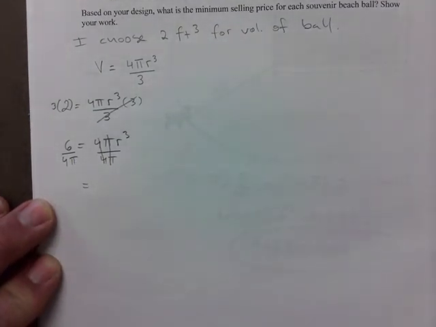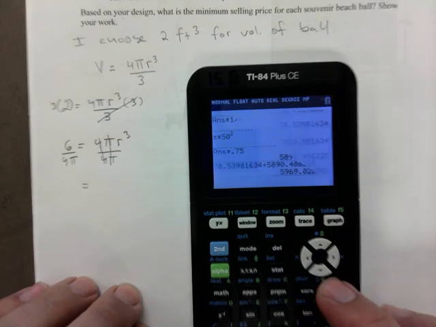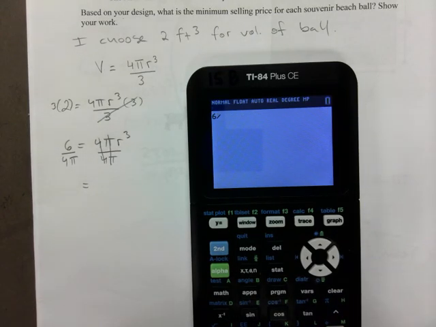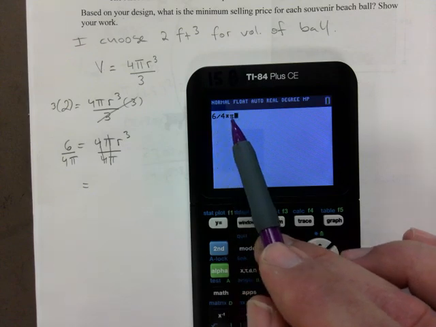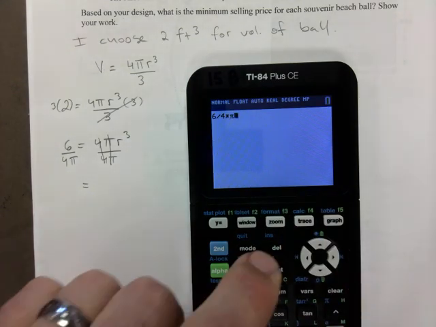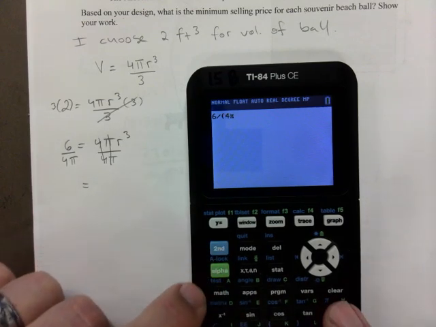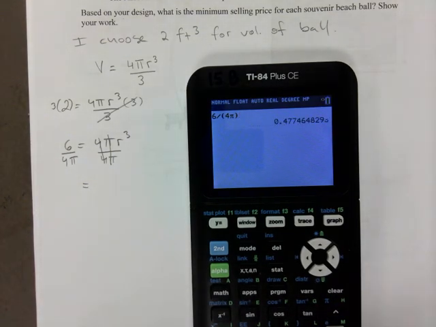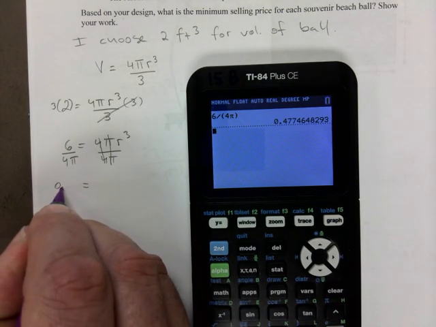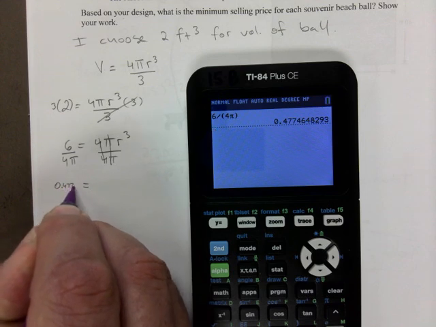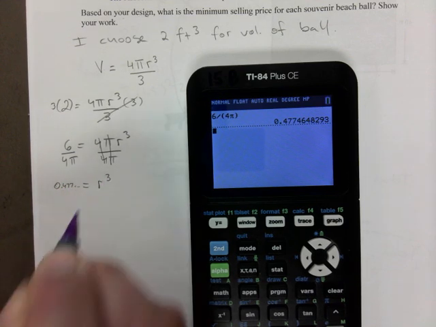I guess I can do this with a calculator. You have to be very careful here. 6 divided by, don't go, this is wrong, divided by 4. Sorry. 6 divided by 4 times pi. That'll give you the wrong answer because it will only divide by 4 and then multiply that answer by pi. So I'm going to go like this: 4 pi in brackets. Then you're talking. So it's 0.477 and something. That's r cubed.